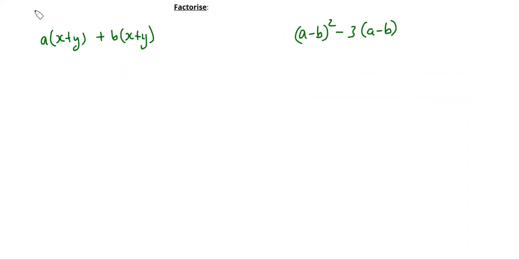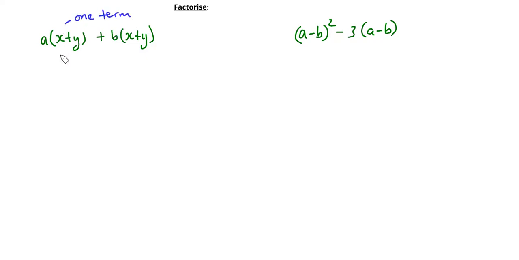Now let's move on to the next problem here. What we see now is that there is a here, and there is b here, and there is x plus y, x plus y. So consider x plus y as one term. Why? Because it's in a bracket. If it's in a bracket, just look at it as one term. Okay, so it's one term.